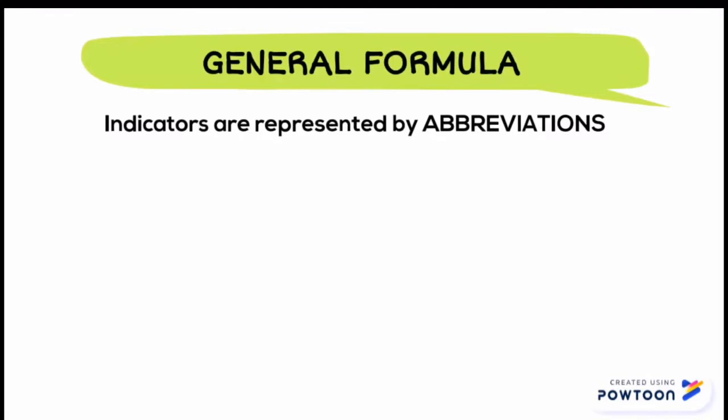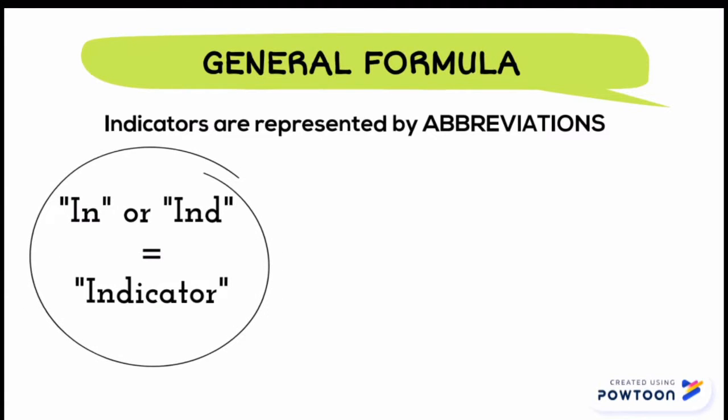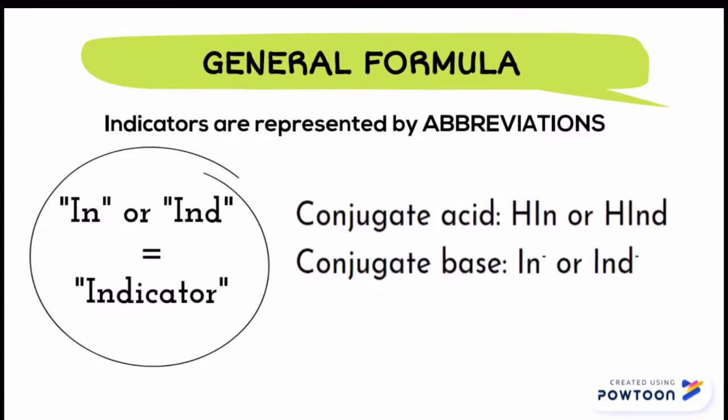Indicators are represented by abbreviations. IN or IND means indicator. The conjugate acids are represented by HIN or HIND, and the conjugate bases are represented by IN negative or IND negative.